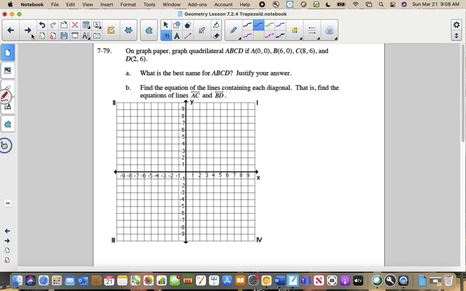This one, again, 0, 0. Here's A. B is at 6, 0. There's B. C is at 8, 6. And D is at 2, 6.